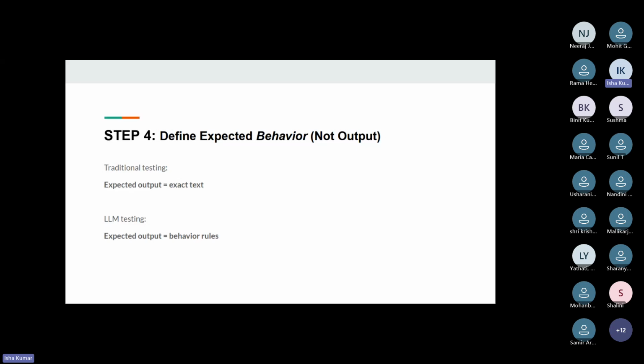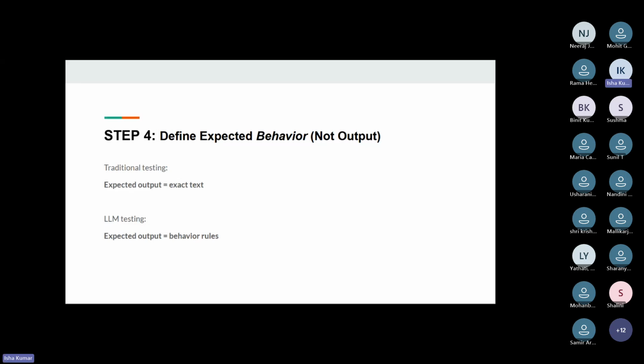We saw this: we will not be validating the expected output. We will be validating the expected behavior. It should not hallucinate, it should stay within the context, it should be polite enough. And if it doesn't know, it should be able to give us an answer saying it doesn't know.